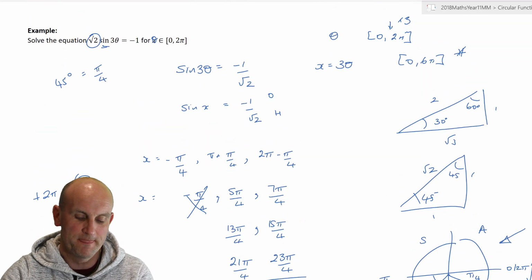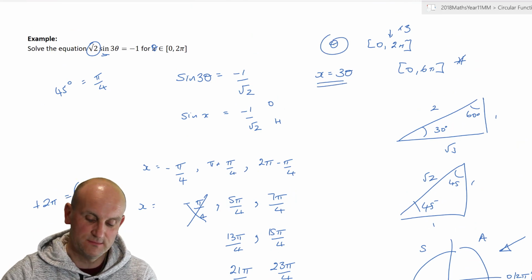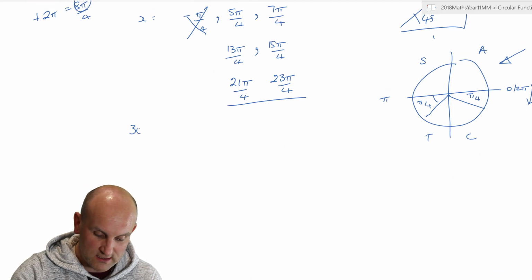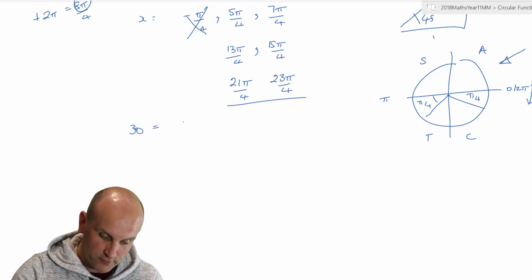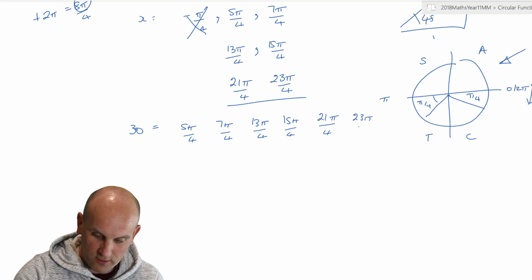No, because remember, we made x equal to 3 theta. But we need to go back to my value of theta. So using that now, I know that 3 theta is equal to, sorry, let's start actually with the first values. 5 pi on 4, 7 pi on 4, 13 pi on 4. It actually takes longer to write this bit out than it actually does to solve the problem. 15 pi on 4, 21 pi on 4 and 23 pi on 4.